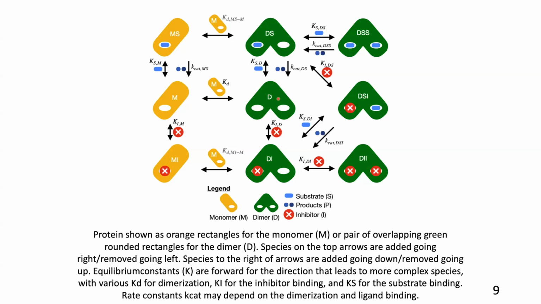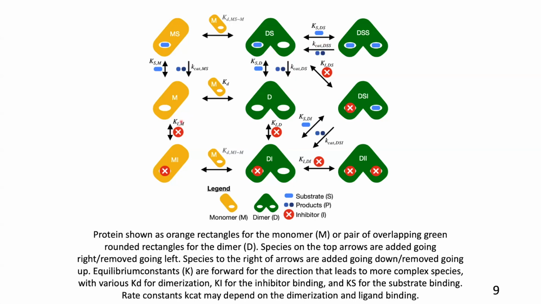And then you can have a binding of a substrate to get the dimer substrate complex, and a second substrate to get a dimer substrate complex. If you have these complexes, you can either dissociate the substrate or you can have catalysis to lead to two products here. Every enzyme substrate complex has the ability to form catalysis, or a catalytic rate associated with it.